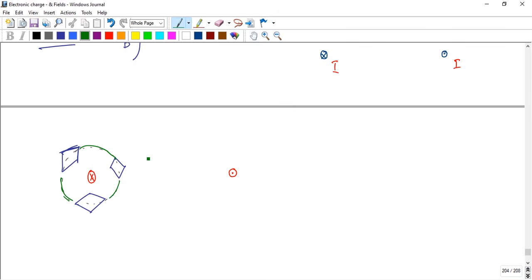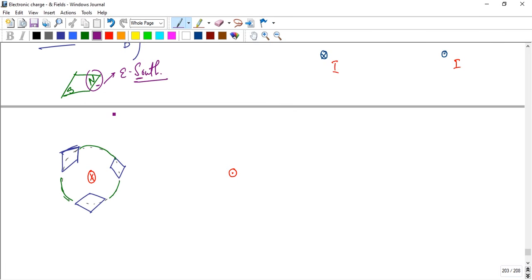So direction is very important. Here these are compass needles, and a compass needle has a north pole and a south pole, and this north pole aligns to the Earth's south pole, because we know that like poles repel and unlike poles attract. So that's why north pole and south pole attract.